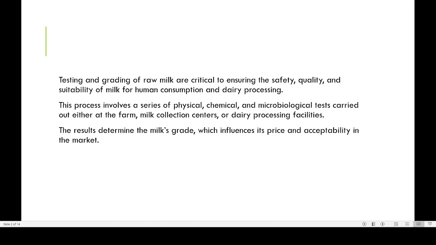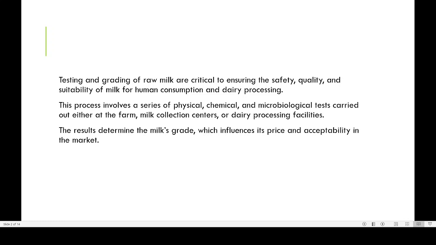So when we are selling a milk, we have to make sure that the milk product is safe and is of good quality. That safety and quality are to be ensured by this process of testing and grading. So that is the importance of testing and grading of milk.